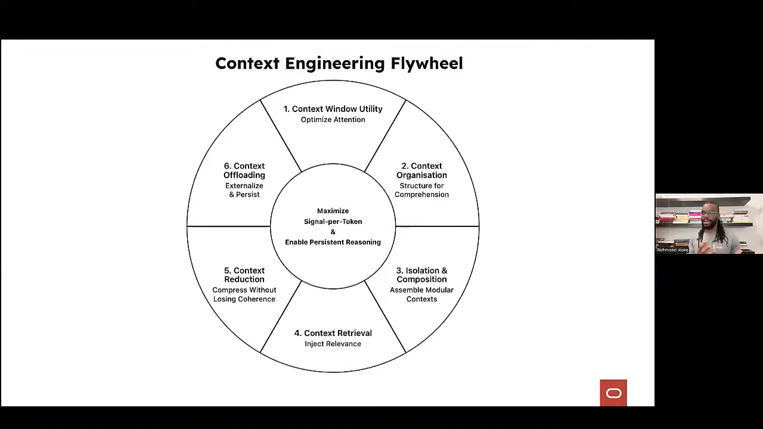context engineering flywheel. There are so many different techniques in context engineering, but there are some key basics that really matter. One is context window utility. For you to optimize your context window, you have to know how it's being used and the capacity of it, right? You have to know when you're reaching that threshold.